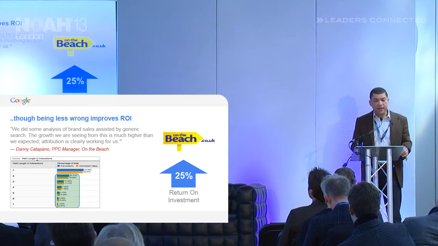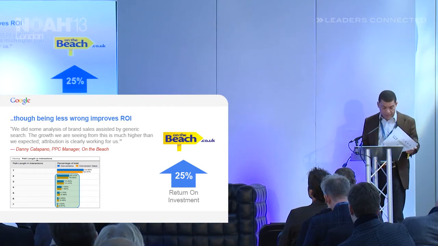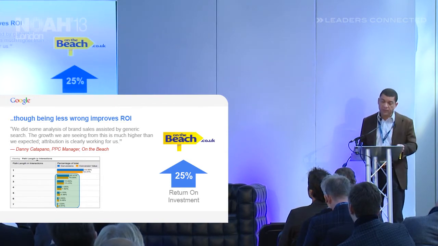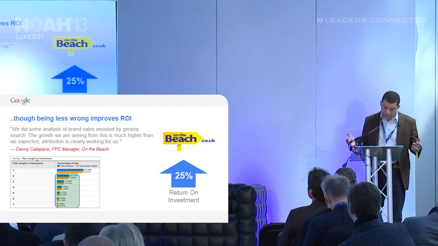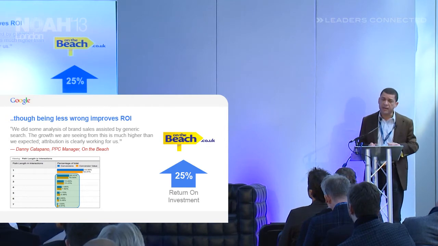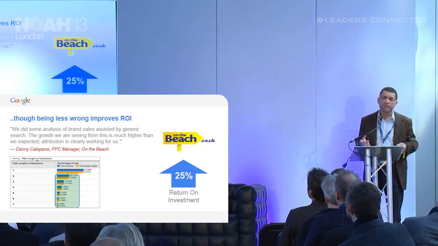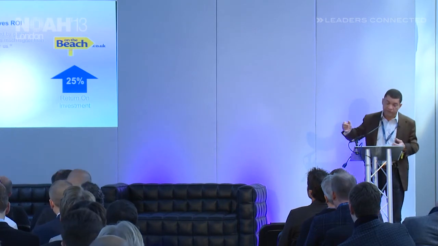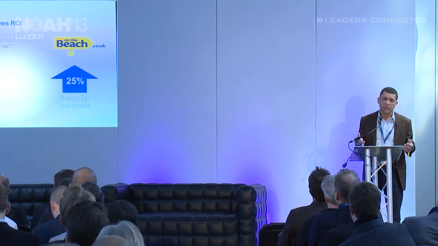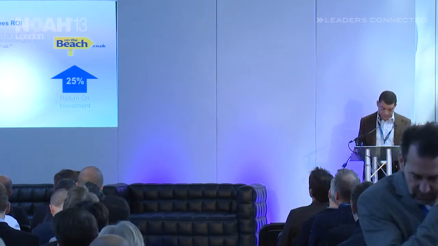So I said it's about being less wrong. This is a case study that we did with On the Beach, again in the travel space. And I spoke about first click being the default model that many of us use, and that's fine if you have a one click engagement or interaction model. But On the Beach, you can see, for example, that almost two-thirds of their business actually is coming from multiple touch points, if you look at the path journey.